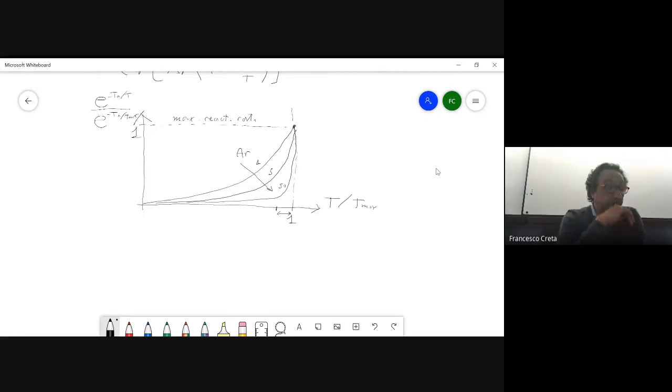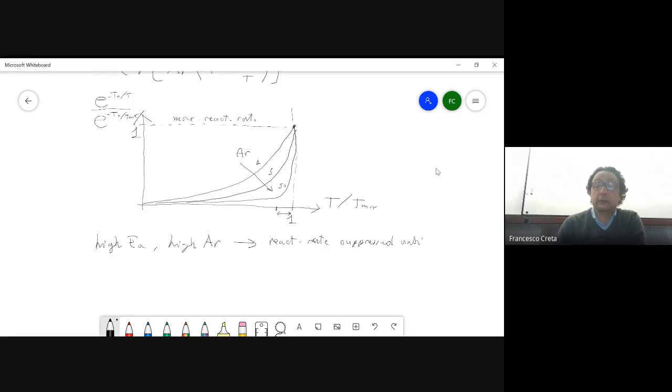Well, shall we write it? So high EA, so high Arrhenius, means reaction rate suppressed until T is very close to Tmax.